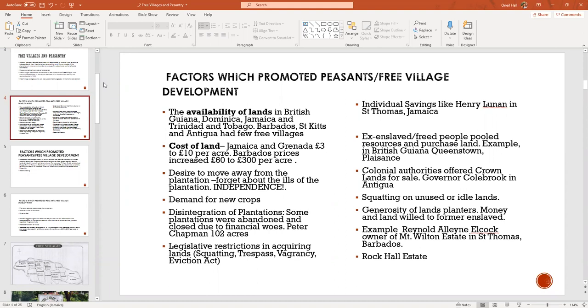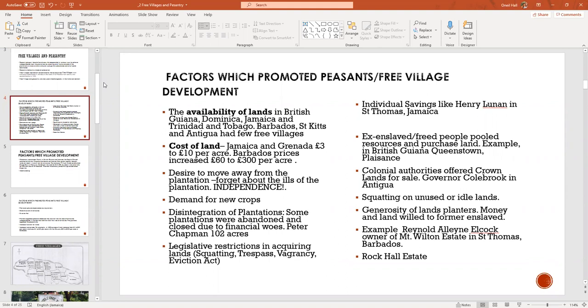Now, some plantations are abandoned. They are going to close down, some because they have financial problems. And this planter by the name of Peter Chapman would have sold 102 acres of his plantation to former enslaved people. In addition to that, so one, the availability of land, the cost of land, it was cheaper in Jamaica and Grenada. So even though in Jamaica and Grenada they increased the cost, it was still cheaper.